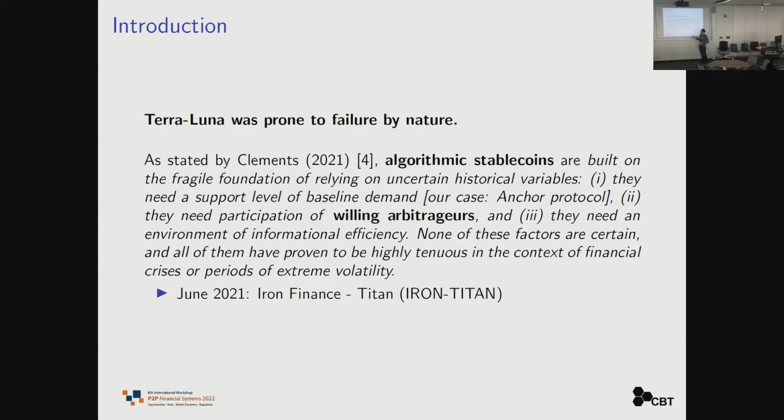And this is not new. I mean, one of the most relevant points is that Terra-Luna was practically a copy and paste of the Iron Finance case in June 2021, because it was exactly the same system. You have an algorithmic stablecoin, you have the counterpart, and it was attacked, collapsed, and disappeared. If you want to read about it, you can check our paper. Iron Finance was attacked in the same way as Terra-Luna. Then, more or less, beforehand, we already knew that it would collapse.